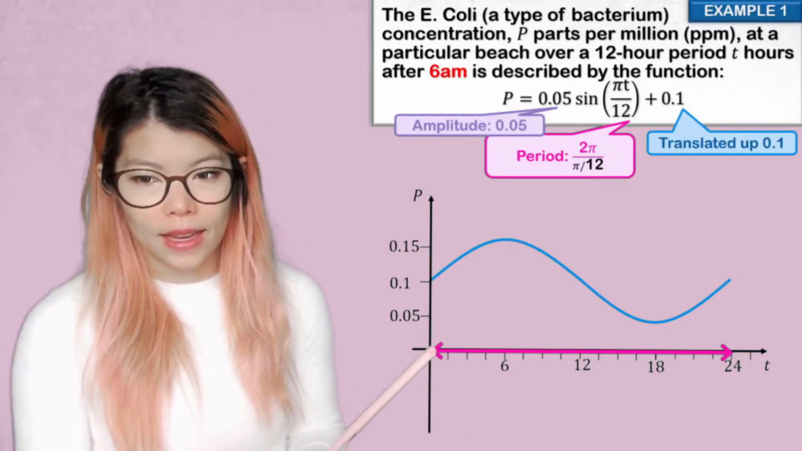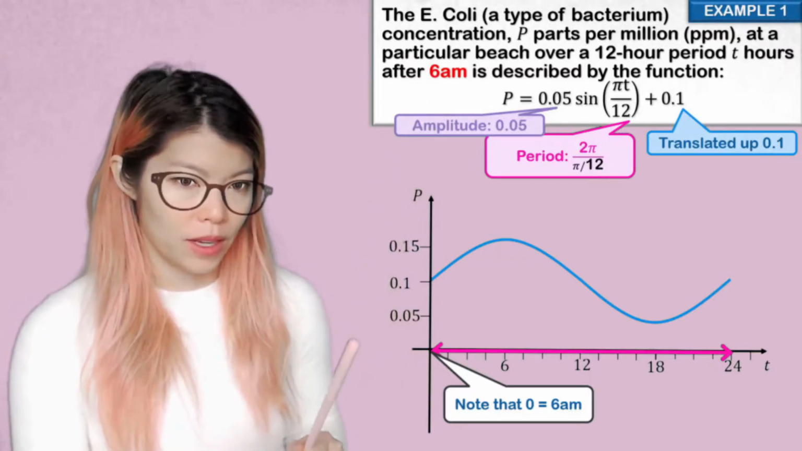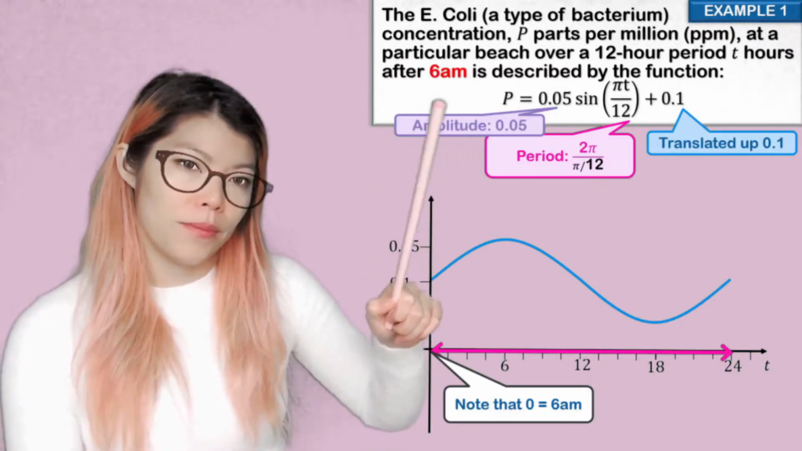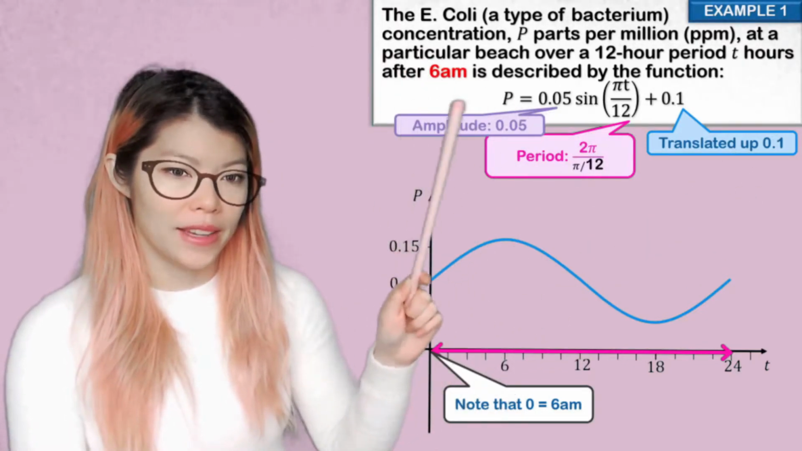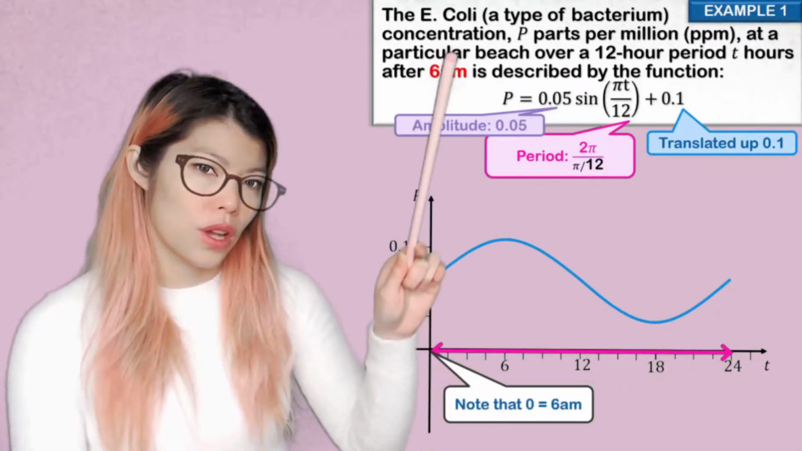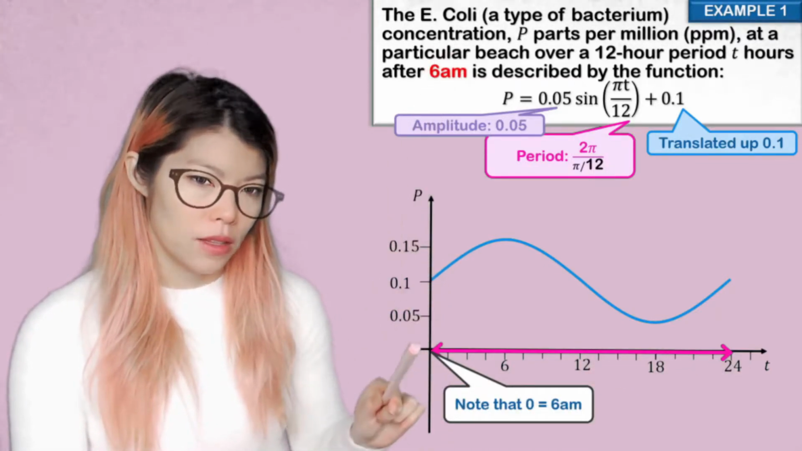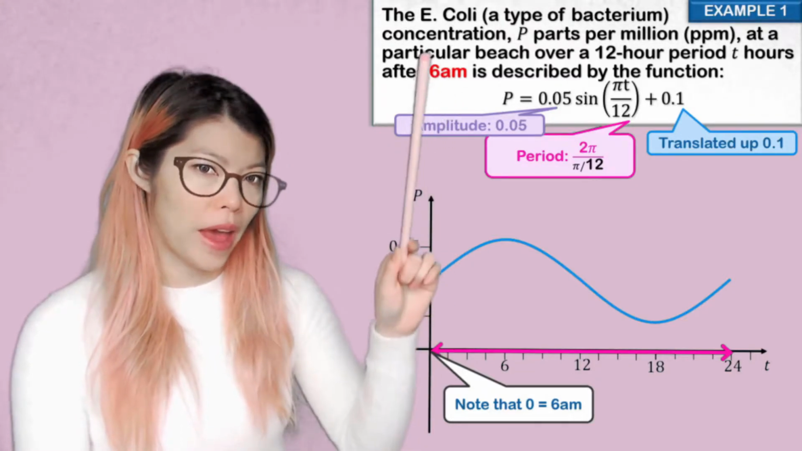So note that 0 in our story is 6 a.m. So that's a bit confusing. So I've made it red, but if you had this question, you would write it on the side as a note, or you underline it so that you know that after you have obtained your x value, you also have to consider what it means. So if your x value is 1, it would mean 7 a.m. because you'd add 1 to 6 a.m.